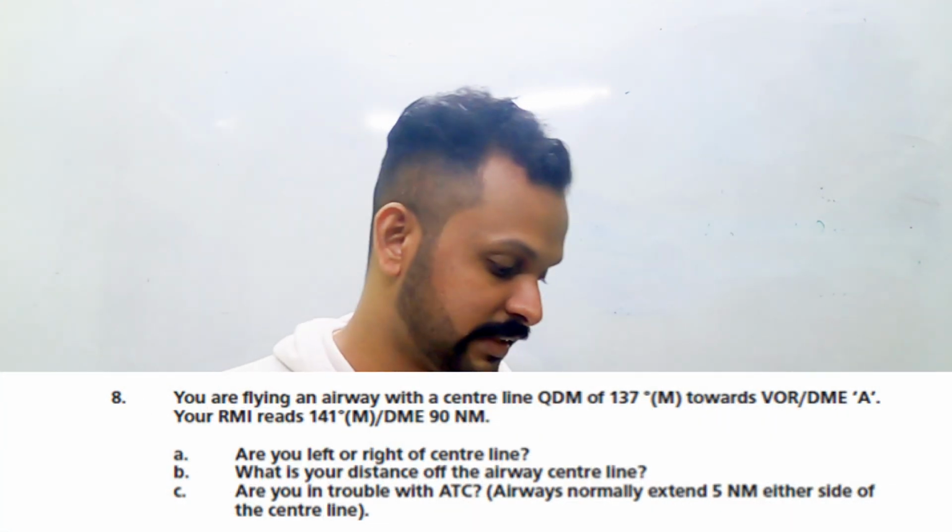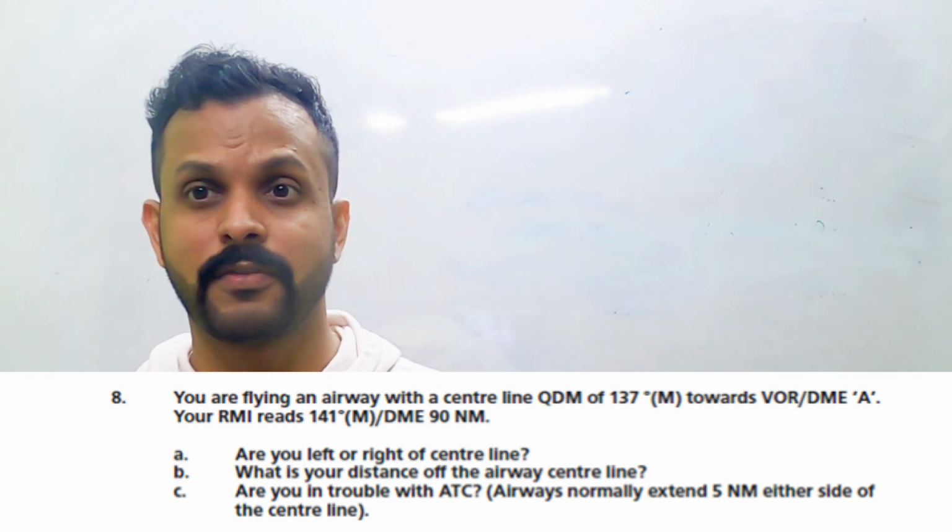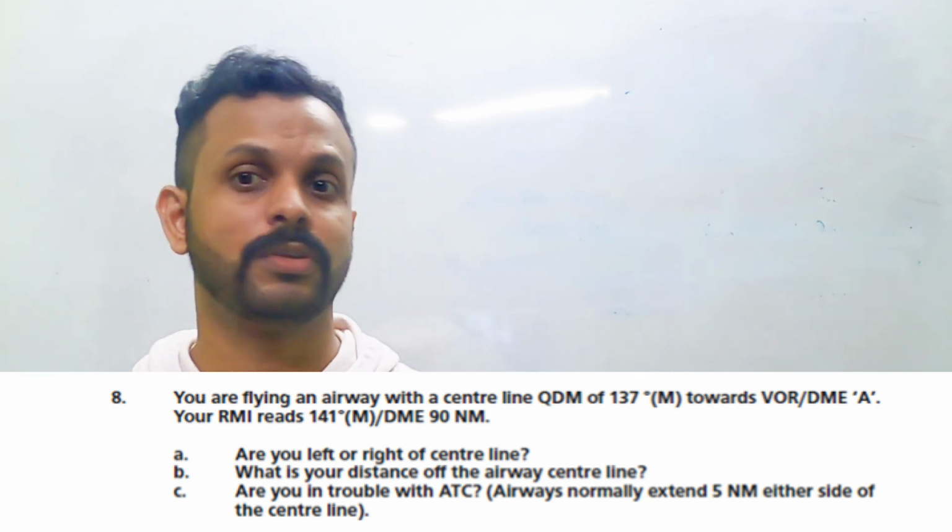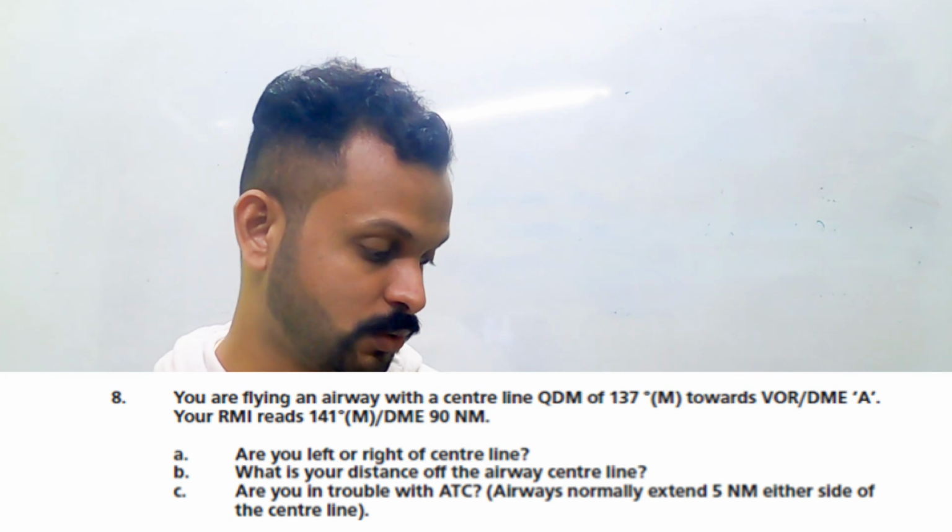Let's find out where my aircraft is now. You're flying an airway with a center line. So we discussed last day that an airway could be defined using NDBs, it could be defined using VORs, and here the airway is defined using the center line of the airway.